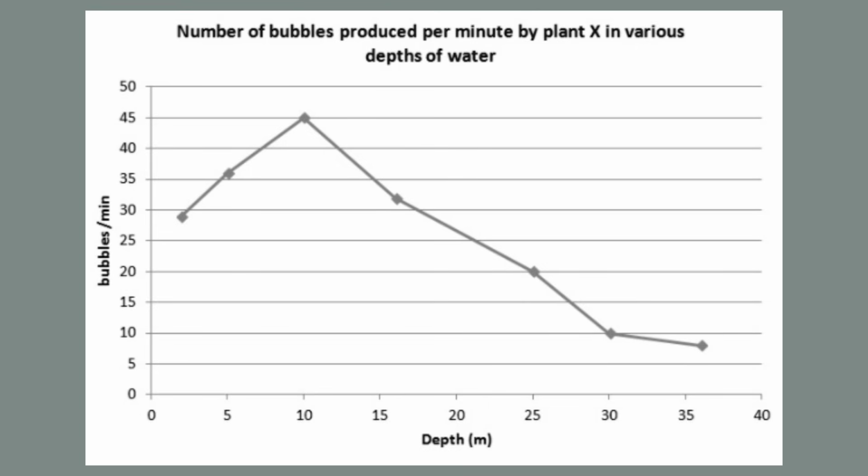But as we start taking the plant deeper and deeper and deeper, the amount of bubbles goes down, down, down. So we can see that as our depth changes, the number of bubbles changes in response to that. So again, independent variable on the x-axis at the bottom is depth. The dependent variable, the bubbles per minute, is on the y-axis. And the bubbles per minute depends on the depth at which the plant is held.